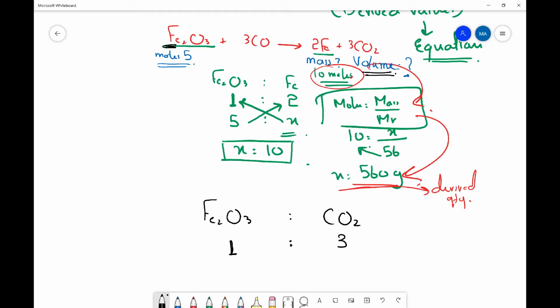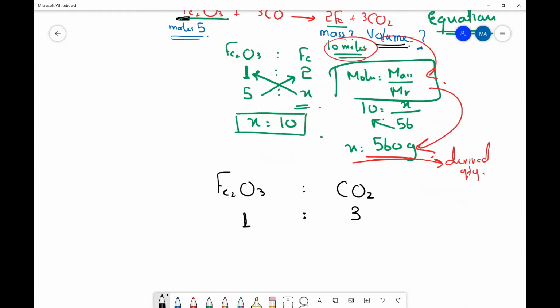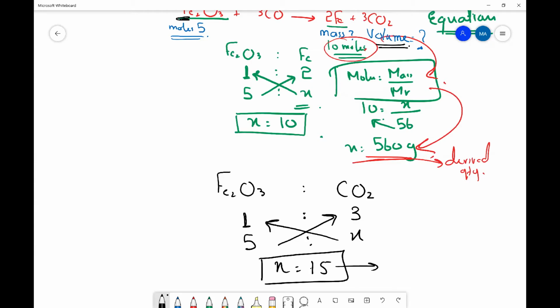So what you're going to do is we'll find out the moles. We know the moles of Fe2O3 that are 5, and moles of carbon dioxide are X. Okay, again cross multiplication. X times 1 is X, 5 times 3 is 15. So X is equal to 15. These are the moles of carbon dioxide. But again, the question doesn't need the moles, but the question wants you to find the volume. So what should we do now?